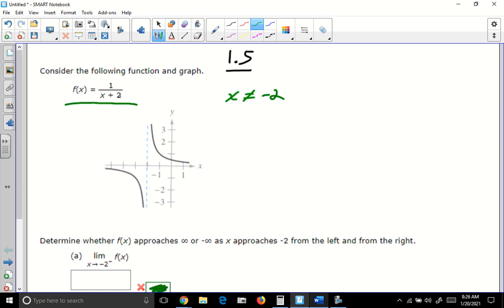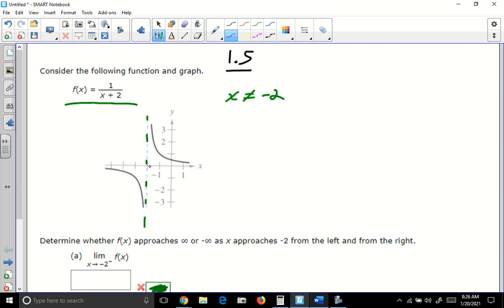That factor doesn't exist in the numerator, so we can't cancel. So that factor that makes it discontinuous won't go away. And what happens at non-removable discontinuities, we have vertical asymptotes. So we're asked a couple questions. We're asked, what is the limit of that function as x approaches -2 from the left side?